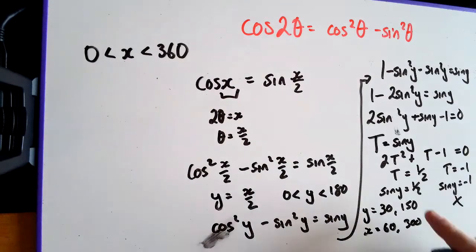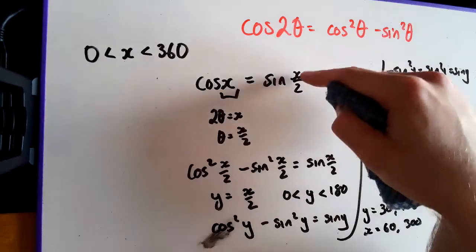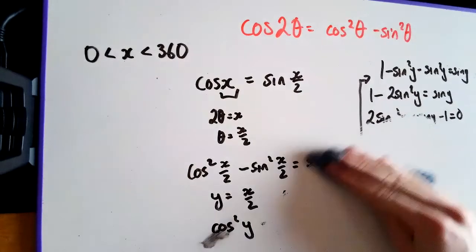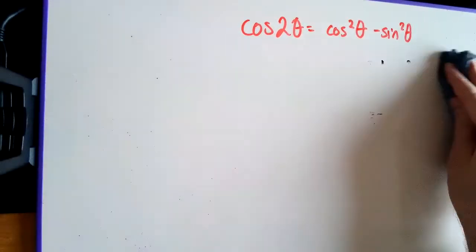Again, that one was tricky because I used two substitutions. I used y to get rid of x over 2 and t to get rid of sine y. Okay, so we looked at the sine double angle and the cos double angle. Now let's have a look at the tan one.